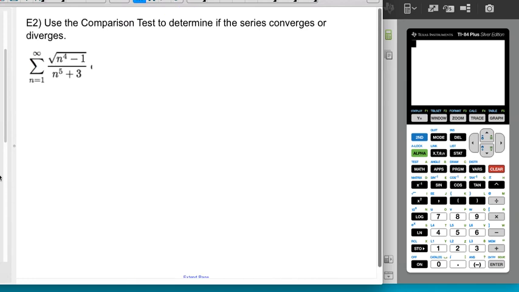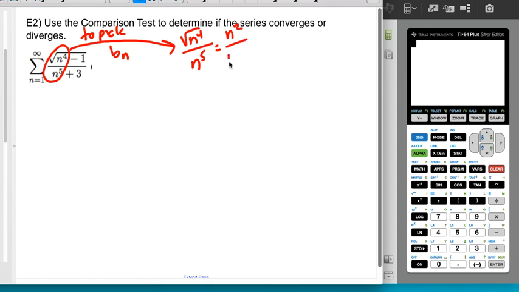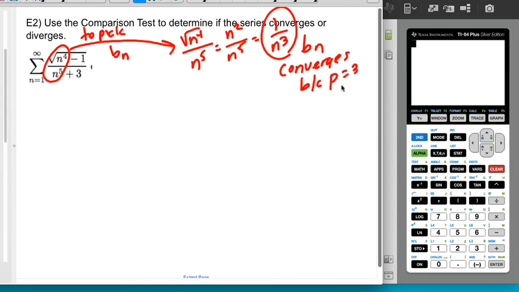Okay, so we're going to go ahead and use the comparison test again, right? So I'm going to look at the leading terms, right? I'm going to recognize, to pick my b sub n, I'm going to look at what the square root of n to the 4th over n to the 5th looks like. Well, that's an n squared over n to the 5th, which is a 1 over n cubed. So this is what I'm going to try and use as my b sub n. I know that this converges because it's a p series where p is greater than 1. So I know this converges.